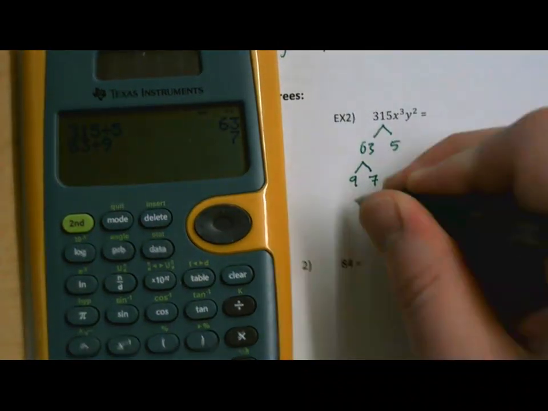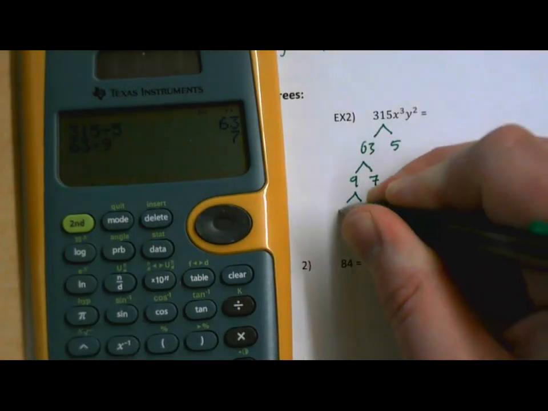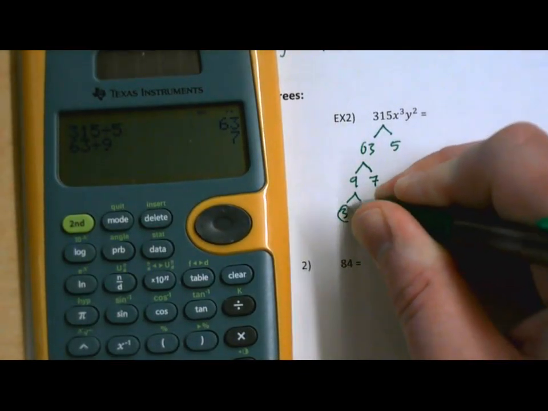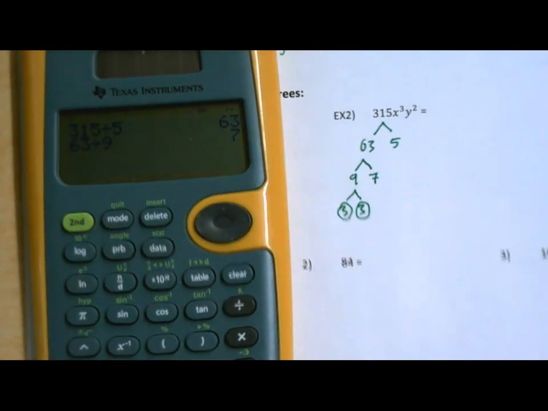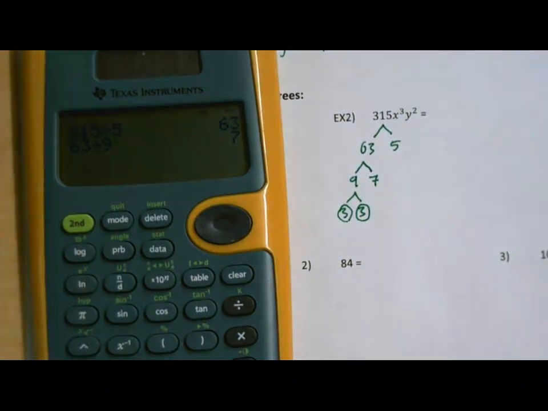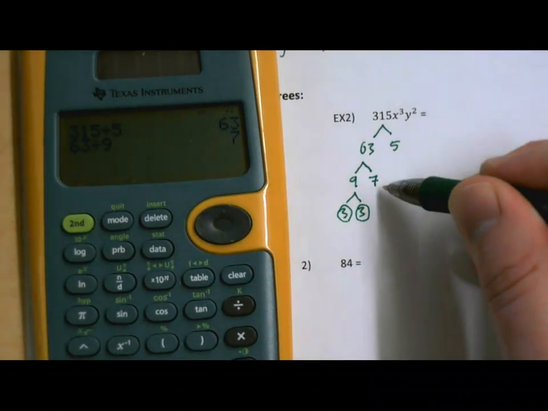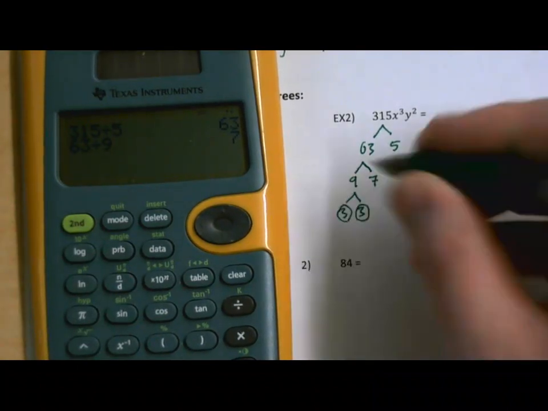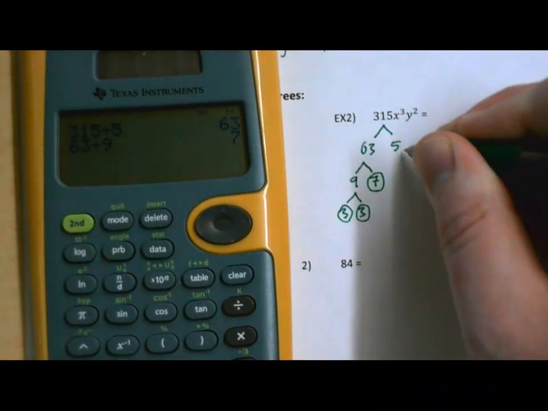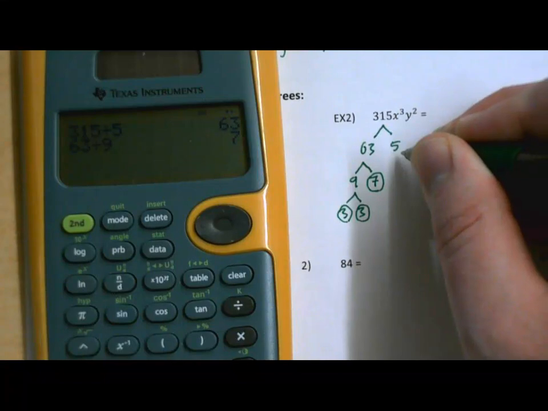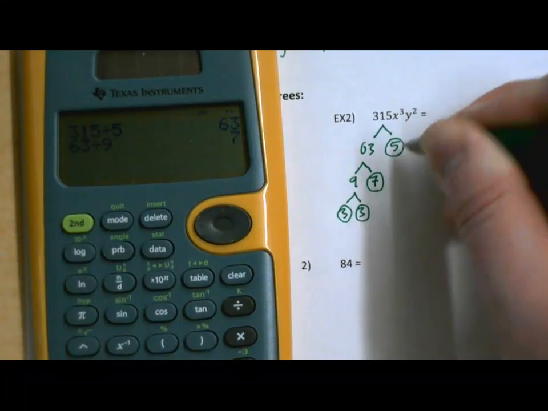How about 9? 3 times 3, and 3 is prime, correct? So we're done with that branch. How about 7? Just 7 and 1, right? So that's prime. How about 5? Can we split 5 up? What is 5? Just 1 and 5, so it's prime also.